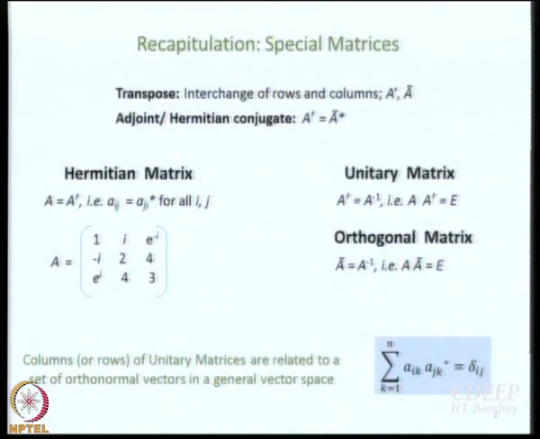And this is another thing that we had derived, that columns or rows of unitary matrices are related to a set of orthonormal vectors in a general vector space, right. We had demonstrated this, right. And how do you write it in summation form? Sum over k equal to 1 to n, A_ik A_jk star equal to del ij. Achha, what is the meaning of this? Let us expand. A_ik, what is A_ik? A_i1, then A_i2, A_i3, so on and so forth.